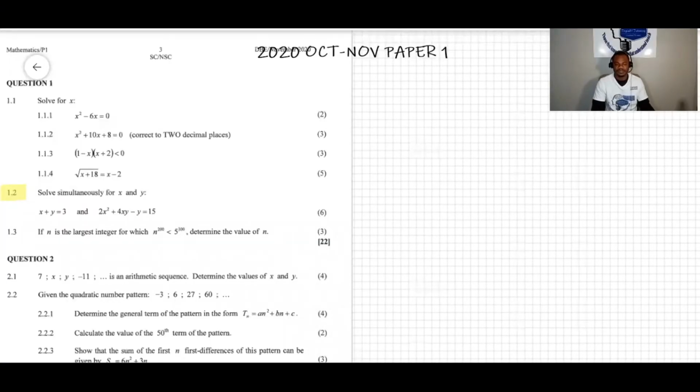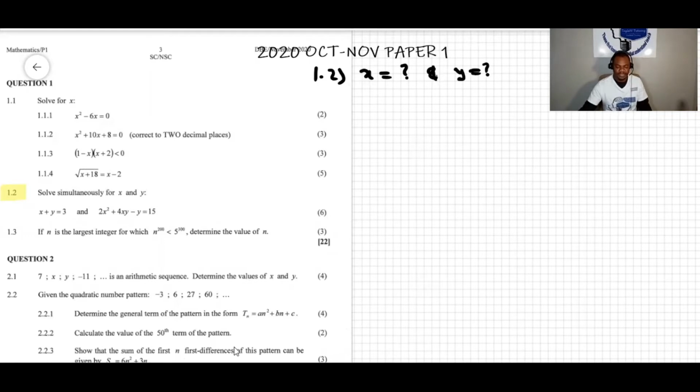Well, in the previous videos, we did question 1.1, all the sub-questions of question 1.1. Now we're going to do question 1.2. That says solve simultaneously for x and y. We are going to solve for x and y simultaneously.